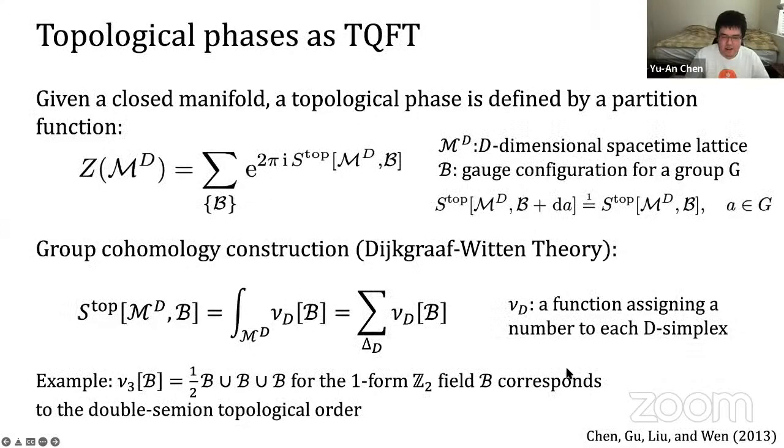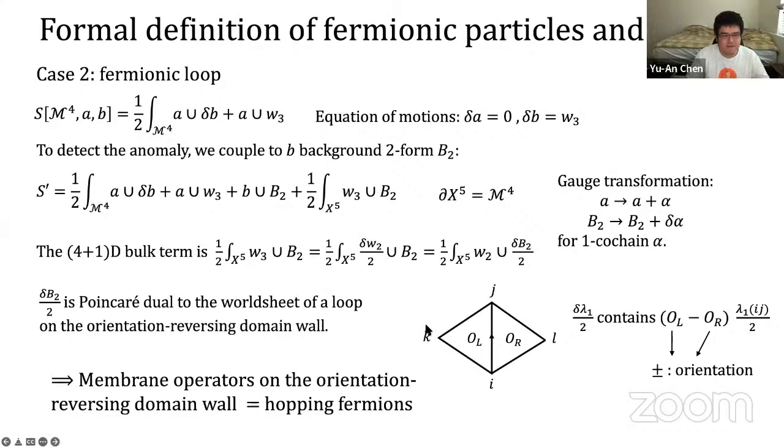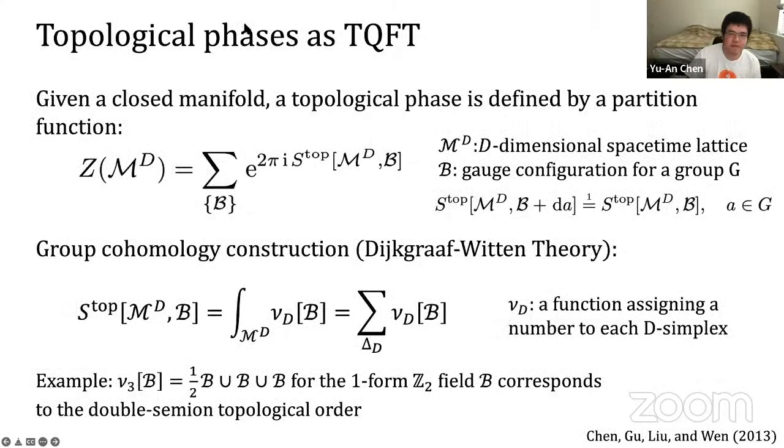Okay, so far we have just constructed some general properties of the fermion loop. Now we are trying to find a concrete model, write down the lattice Hamiltonian, excitation and wave function, to actually realize what type of operator can be a fermionic loop. Starting from here, let me briefly review the SPT phase, a topological phase, as a TQFT. The TQFT definition is: given a closed manifold, like an M^D, we evaluate a partition function on this manifold, which gives you some complex number.